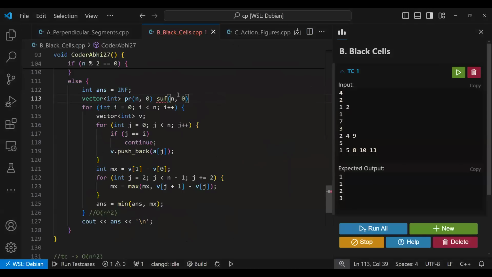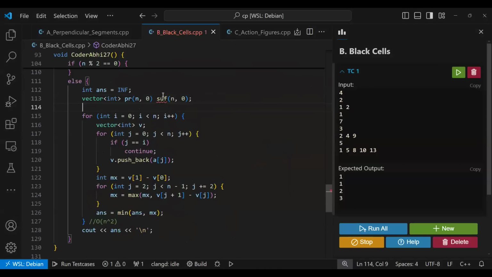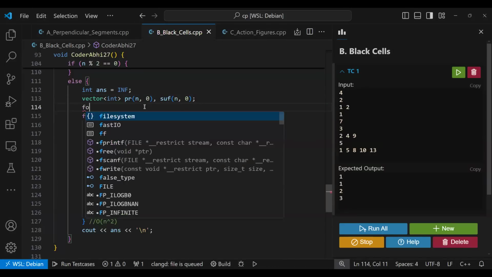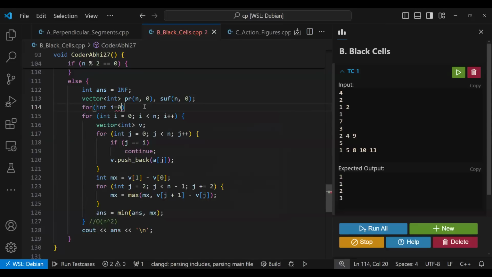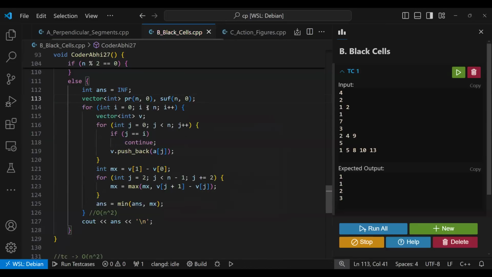I hope it is clear to you. If you wish, I'll write the code quickly. Okay, I'll attach the code in the description. No problem. I hope you understood this order of n approach. Okay, let's move to the next problem. If you have any doubts in this problem, you can ask.